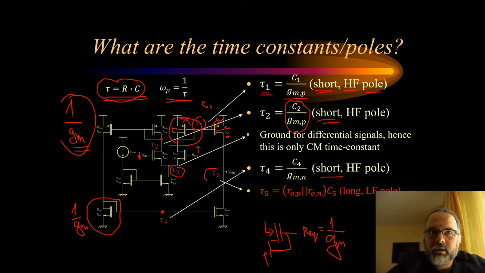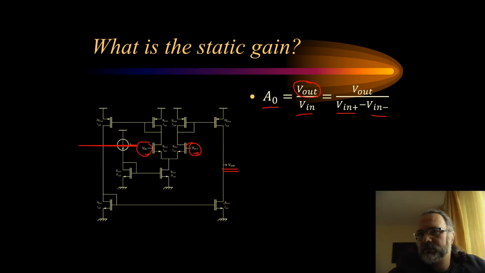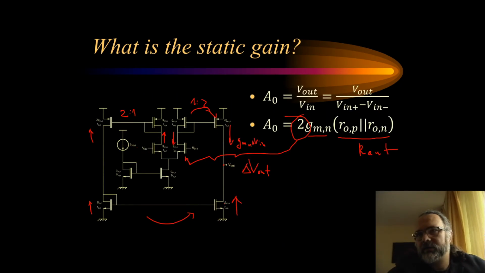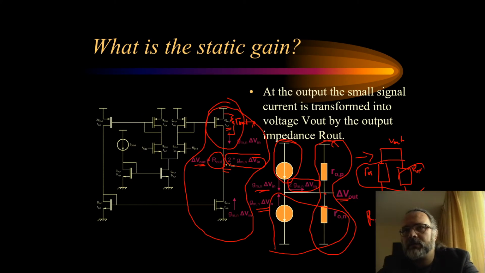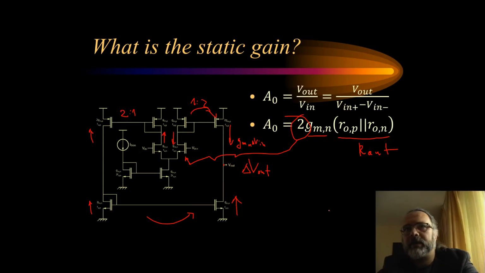Now, the last time constant is tau 5, and it is of course the equivalent capacitance at this node, C5, times the equivalent resistance at this node. Now the equivalent resistance at this node will be the output resistance of the PMOS transistor in parallel with the output resistance of the NMOS transistor, just like we discussed with the equivalent circuit here. So the equivalent resistance at this point will be these output resistances in parallel.